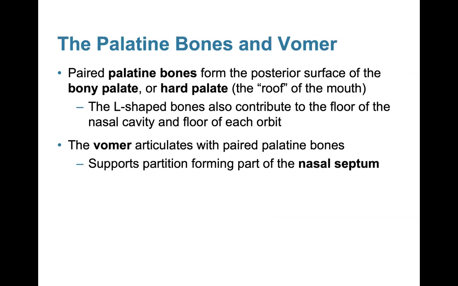The palatine bones and the vomer. The palatine bones form the posterior surface of the bony palate or the hard palate, which is the roof of the mouth. The L-shaped bones also contribute to the floor of the nasal cavity and the floor of each orbit. The vomer articulates with the paired palatine bones, and this supports the partition forming part of the nasal septum.